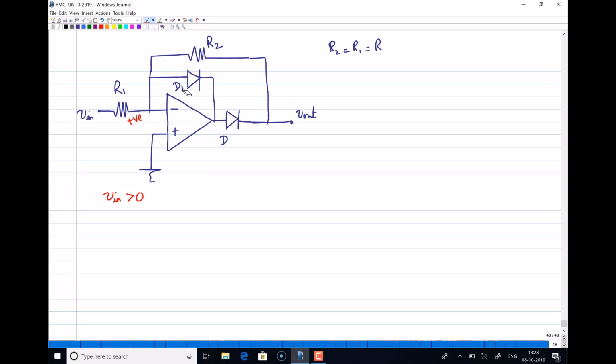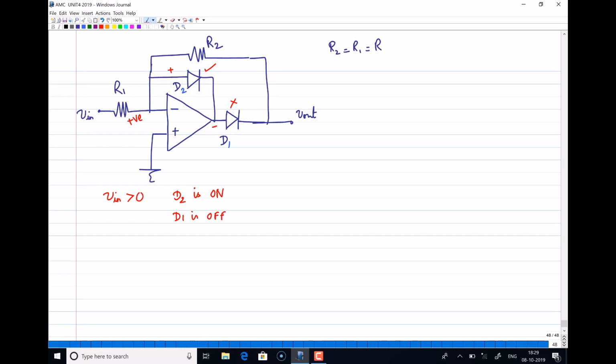So this is D1 and D2. Now say your input voltage Vin is greater than 0. You have applied a positive voltage here. That positive voltage will definitely turn this diode on. When you give a positive voltage to the inverting terminal, the output voltage I can expect is actually a negative voltage. Because of that negative voltage, this diode will be turned off. This will be on and this will be off. So when your Vin is greater than 0, diode D2 is on and diode D1 is off.